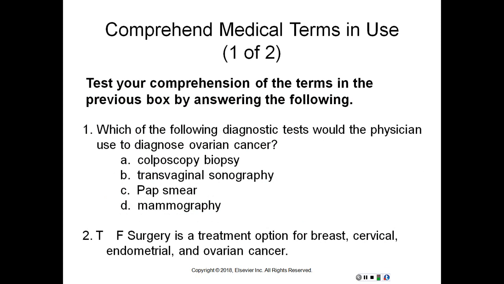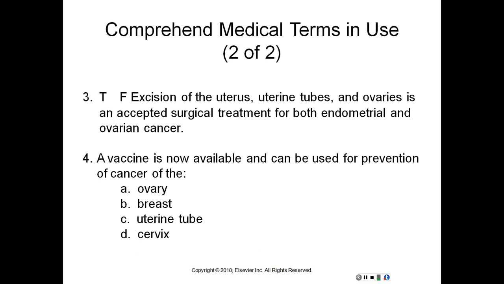And then number 2, true or false, surgery is a treatment option for breast, cervical, endometrial, and ovarian cancer. And of course that is all true. Number 3, true or false, excision of the uterus, uterine tubes, and ovaries is an accepted surgical treatment for both endometrial and ovarian cancer. Again, reread the little paragraph if you need to, but that is also true.